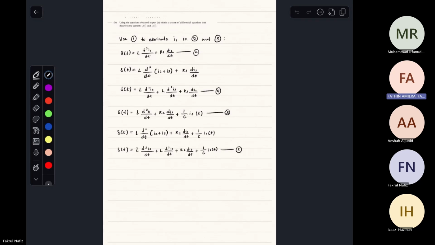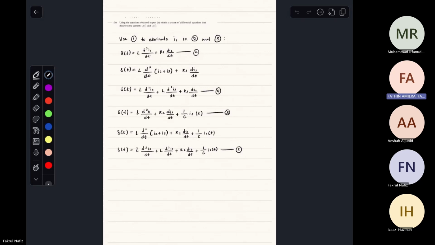So this is the original equation 2. After we substitute the value from equation 1, we got dEt/dt equals L d squared over dt squared multiplied by I2 plus I3, then plus R1 di2 over dt. Then we get a new equation, which is the fourth equation: dEt/dt equals L d2i2 over dt2 plus L d2i3 over dt2 plus R1 di2 over dt.